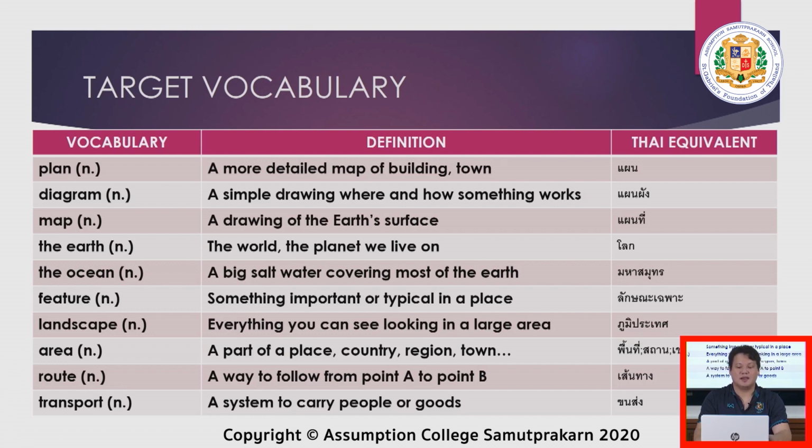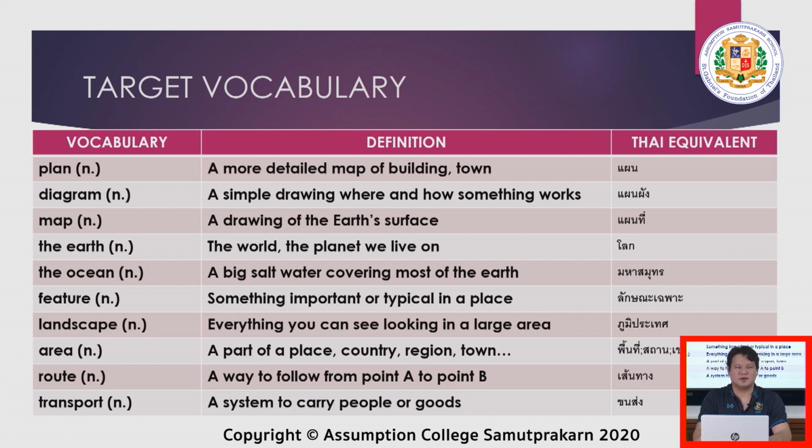You can see there's a Thai equivalent that you may refer to later on. Number 2, diagram. It is a simple drawing showing where, how, and something works. Number 3, map. A map is a drawing of the Earth's surface. Number 4, the Earth. This is the planet that we live on, Earth.